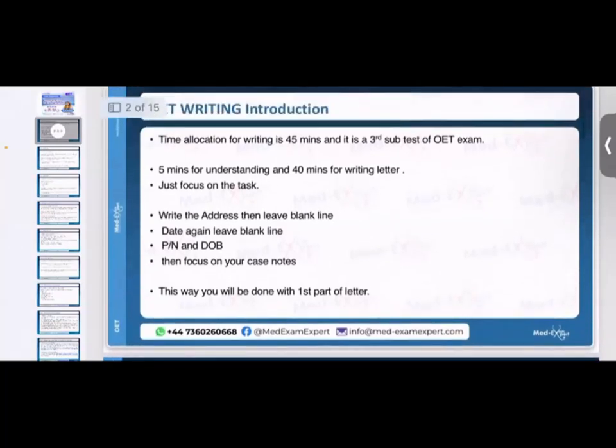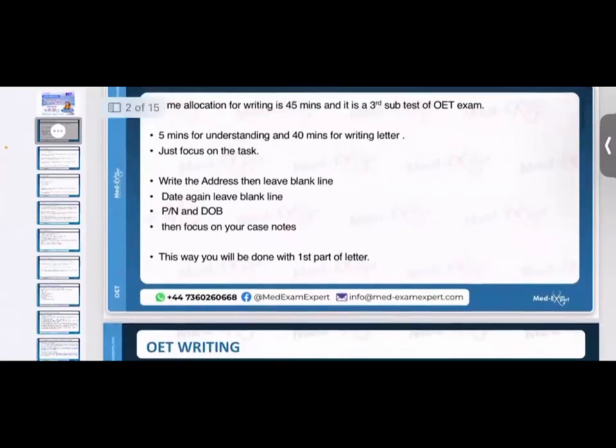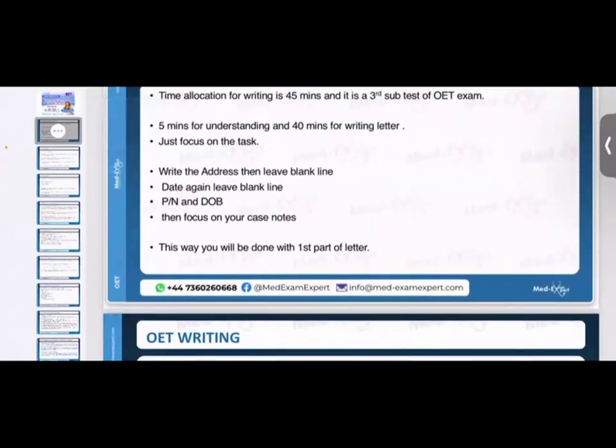So there is a pattern. You all can follow this pattern: you have to mention the doctor's name and address. Then you have to write a date with one blank line, and then patient name and date of birth. And then you have to focus on your case notes. If you are done with the address and salutation parts, it means you are done with the first part of letter writing. After that, you can start writing the body of the letter.